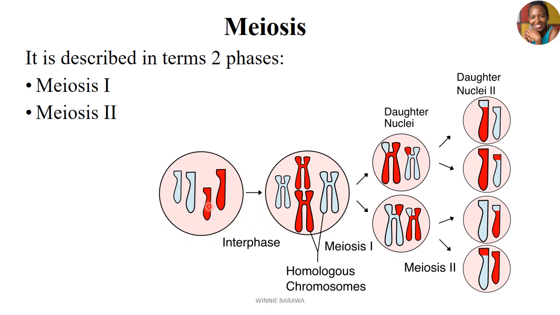Are you seeing now? So there were 4. Here we are ending up with 2. So keep up with me. We want to explain this now step by step and how it happens. What happens in meiosis 1? What happens in meiosis 2?